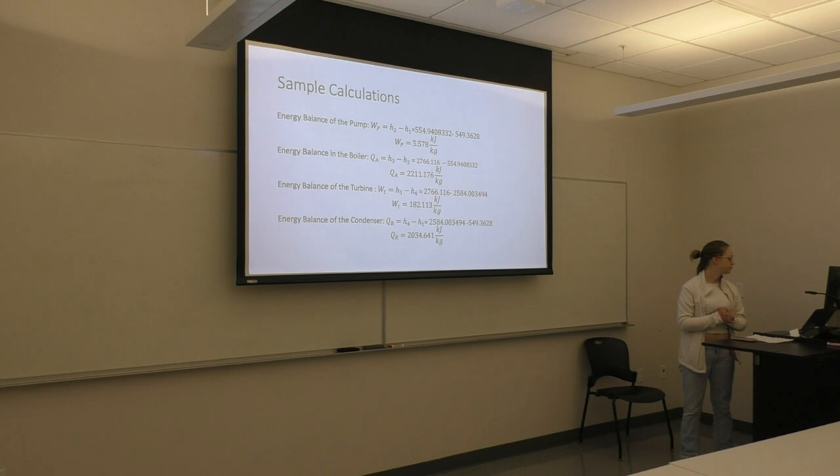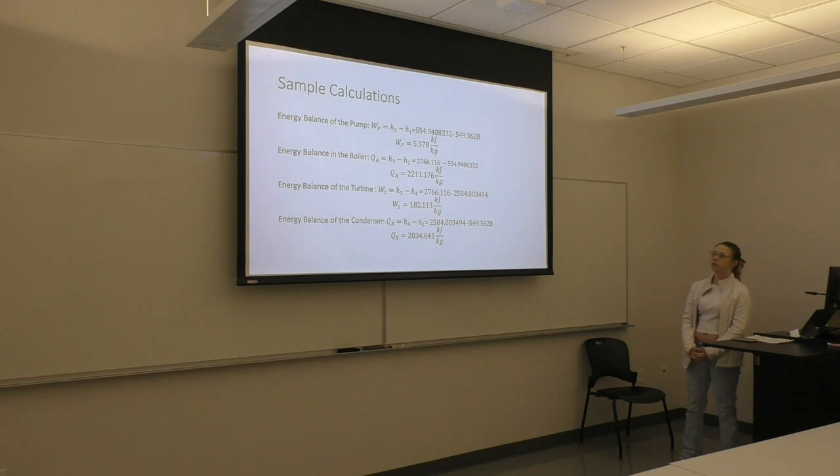And finally, we get to the things that we actually need. The energy balance of the pump is equal to 5.578 kilojoules per kilogram. The energy balance of the boiler is equal to 2,211 kilojoules per kilogram. We have the energy balance of the turbine equal to 182 kilojoules per kilogram, and the energy balance of the condenser equal to 2,034 kilojoules per kilogram.